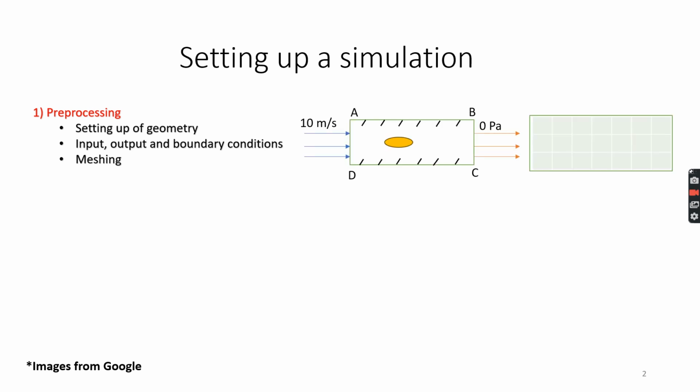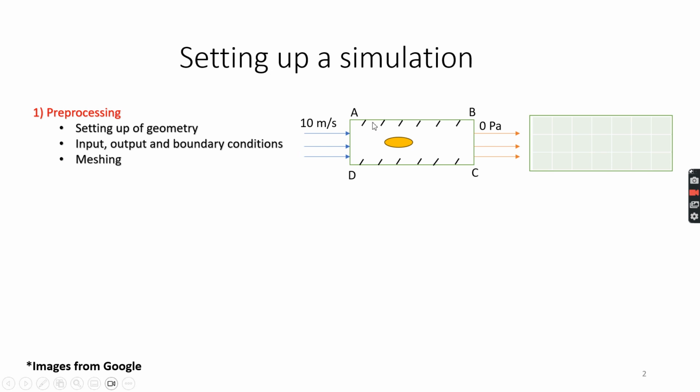So, for example, over here, I considered a geometry, which you can call ABCD, and I am interested in simulating a cylinder which is yellow in color over here. I have the input conditions of 10 meter per second on the left, denoted by the blue arrows, and the output of 0 Pascal, or the absolute pressure is almost 0. That means it's almost equal to the atmospheric pressure on the outside, so there is no difference of pressure.